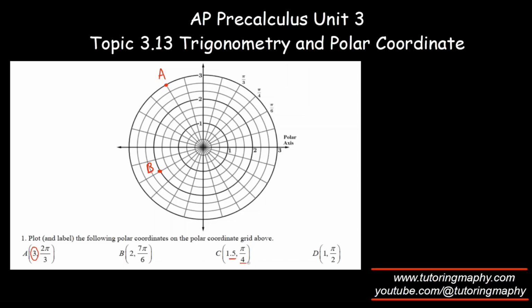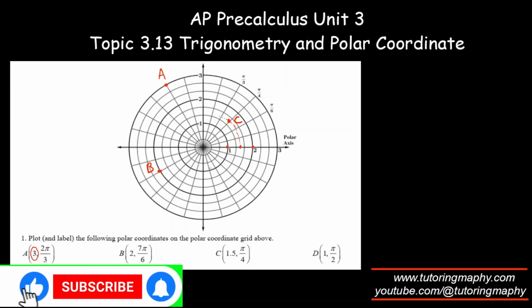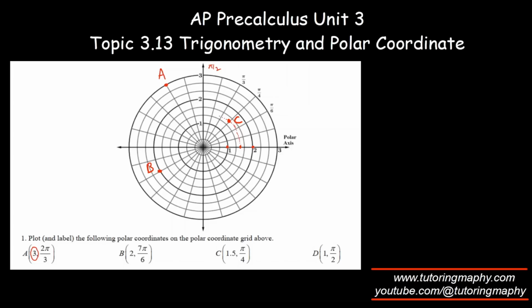Okay, (1.5, pi over 4). 1.5 is definitely between 1 and 2. So this is 1 and this is 2. This is divided into 3 parts, so obviously 1.5 is right in the middle of these two circles. This is the 1.5 circle, and this is pi over 4. So this point right here is the point C. And finally, (1, pi over 2): obviously 1 is right here, pi over 2 is right here. So (1, pi over 2) is this one. This is point D.